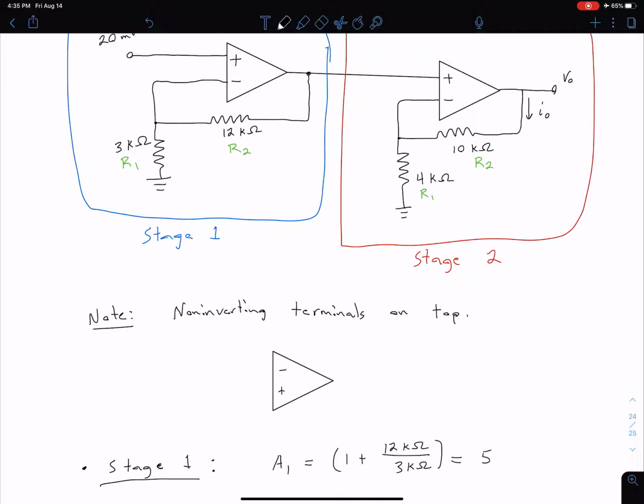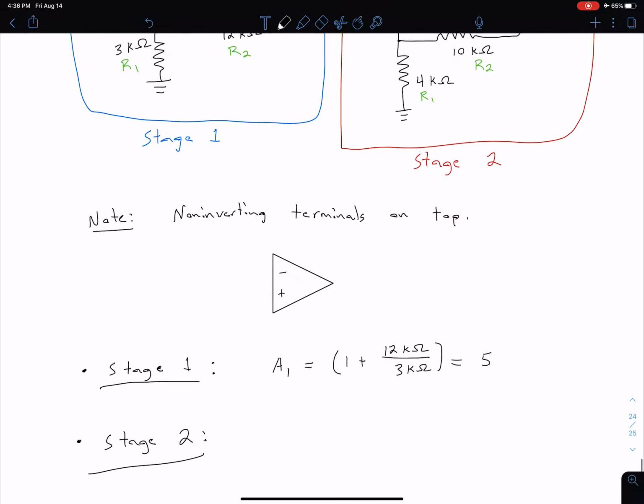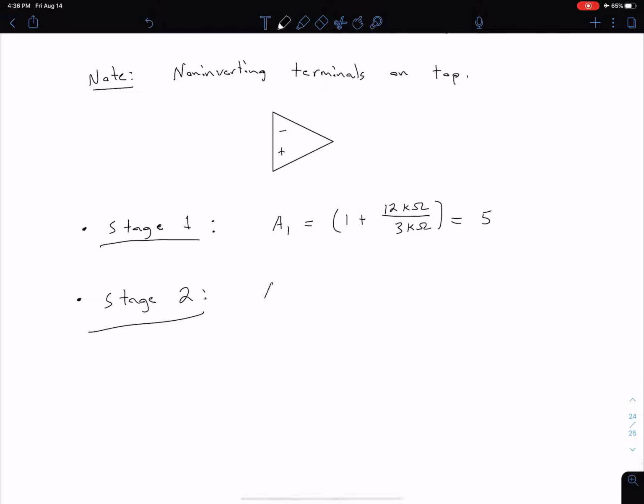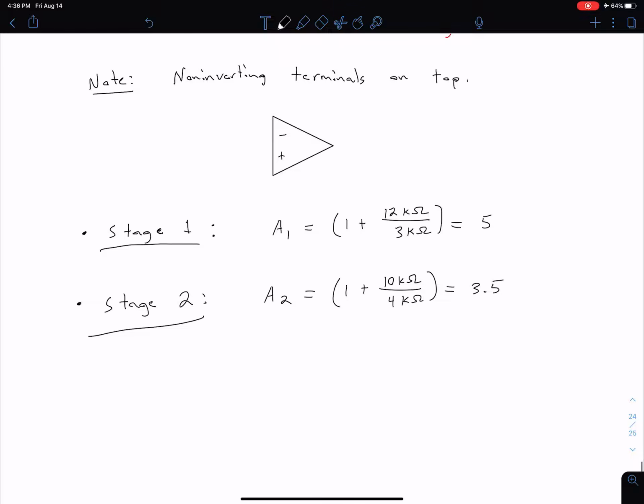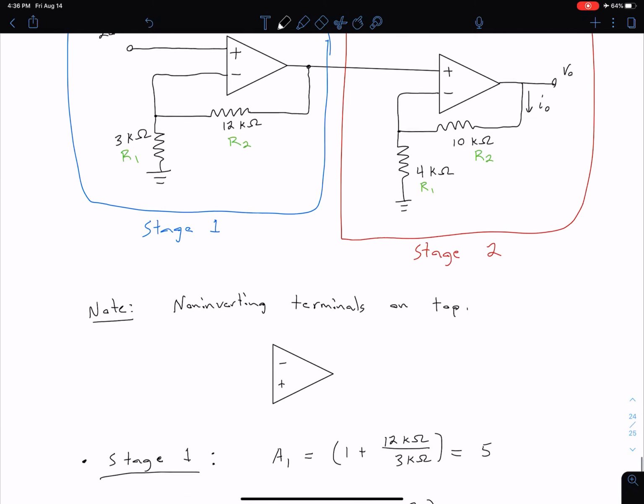So we're going to use those values in that same general equation for the non-inverting amplifier configuration to say that the gain of stage 2, which I'm calling A sub 2, is equal to 1 plus R2 over R1, where in this case our R2 is the 10K, like we labeled above, and our R1 is 4K. Plugging that in, we get 3.5 as our gain for stage 2. So we can see that was a lot easier than having to go back and analyze each of those from our ideal op-amp properties.